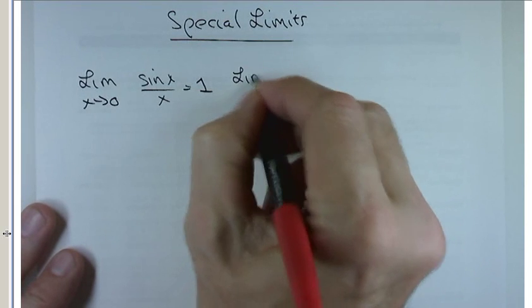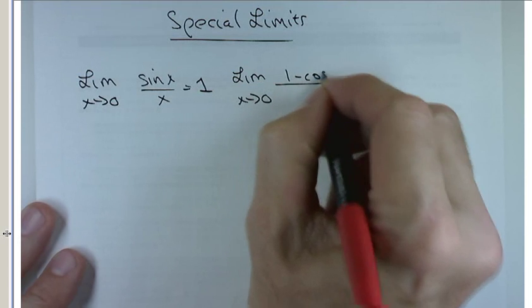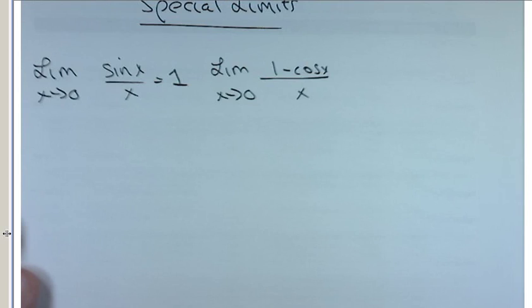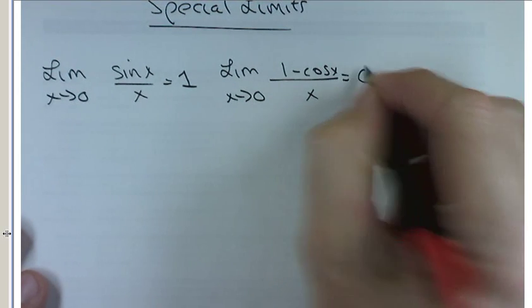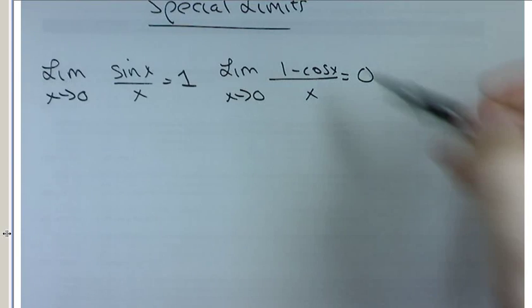Another limit as x approaches 0 is 1 minus cosine of x over x. And that limit is 0. What that's saying is that the numerator is getting close to 0 faster than the denominator. And so overall, the ratio is still going to 0.